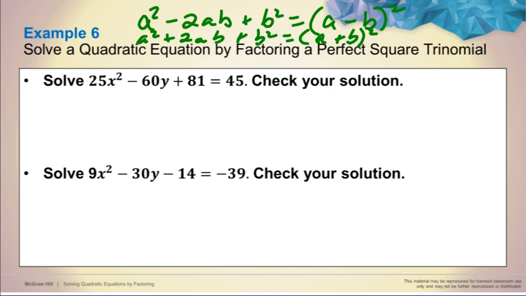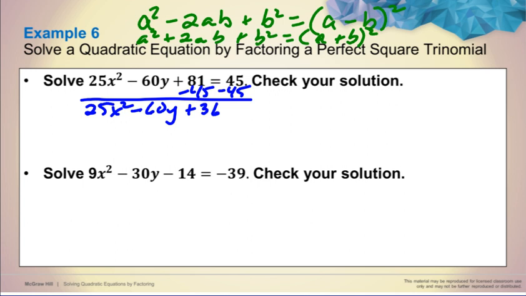Actually, before this, I have to make this equal to 0. So subtract 45, and you're left with 25x squared minus 60y plus 36 equaling 0. Now I can do this here. So the square root of 25 is 5. Square root of x squared is x. My minus sign, square root of 36 is 6.